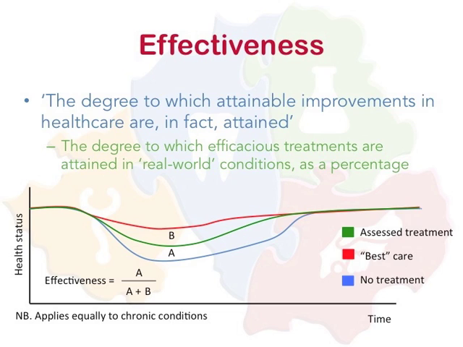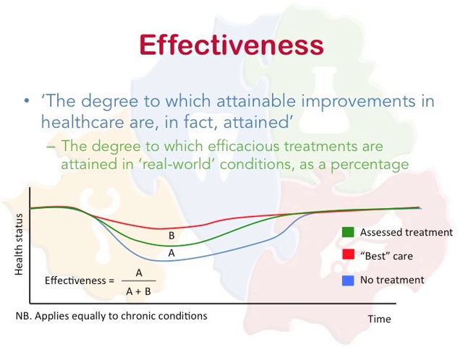So obviously your assessed treatment is better than no treatment at all, but it's not as good as the best care available offered based on the best available knowledge and technology under the optimal conditions. So your effectiveness is therefore equal to A, which is the difference in the area under the curve between the assessed treatment and no treatment, divided by the total area A plus B. So therefore your effectiveness in this case will be measured as a percentage, and say that it's 50% or 75%.